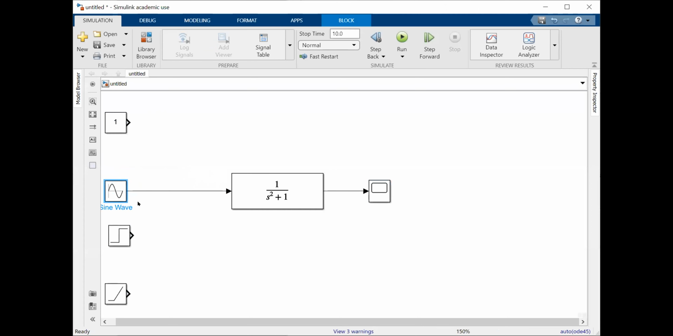So what I want to do now is I will keep the amplitude as 1. I will keep bias 0, but I'm going to change my frequency to 0.5. I'm going to click OK. And then I'm going to show you my block. This is what you should be seeing. So now here in this block, once again, hit run.